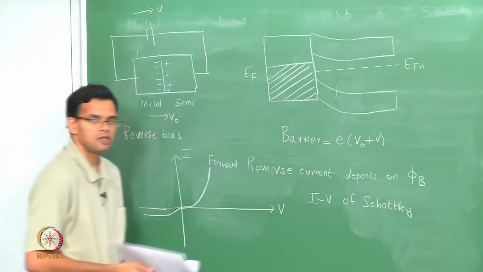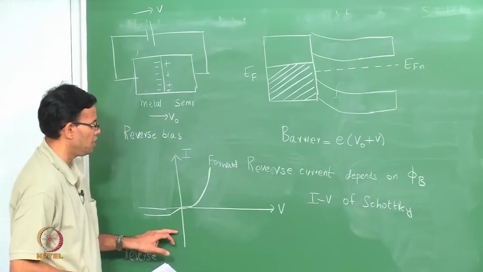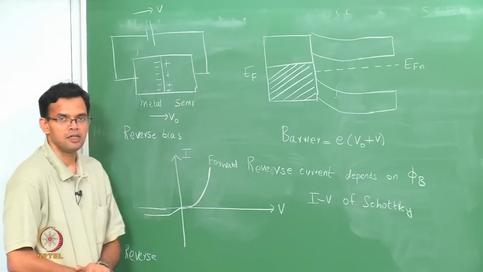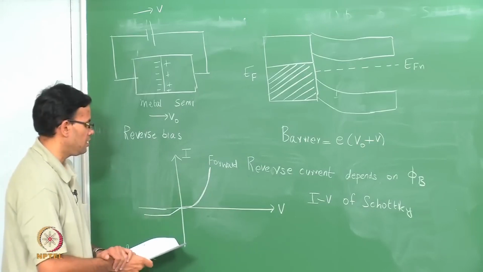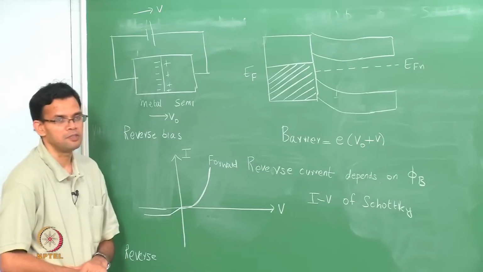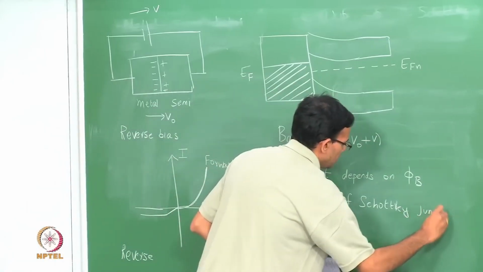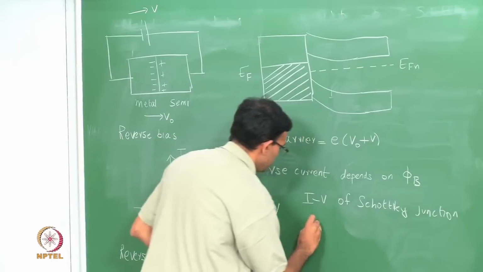So in this case, you have a Schottky junction that will conduct in the forward bias because you see a current, and will act as an insulator when you have a reverse bias. So a Schottky junction will act as a rectifier.